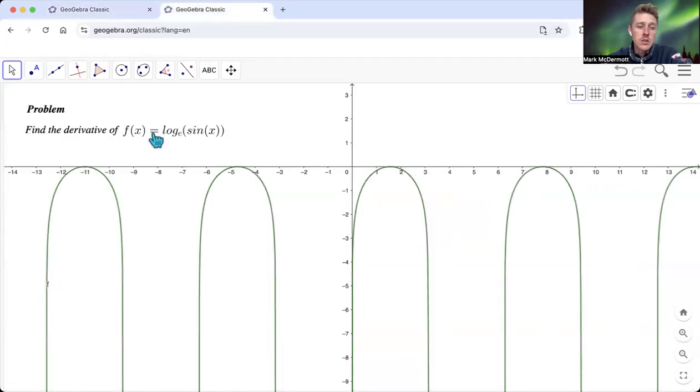All right, let's try a problem. See if you can find the derivative of f of x equals log base e of sine x. Using very similar strategies to what we did before, see if you can come up with the derivative of this graph. It's a pretty funky looking graph, I would have thought as well. So by all means, go into GeoGebra or Desmos and graph the derivatives as well to see what it looks like.